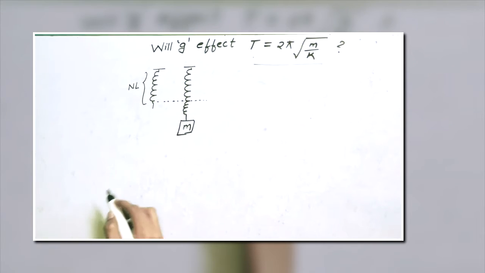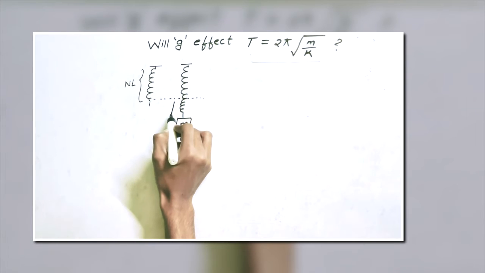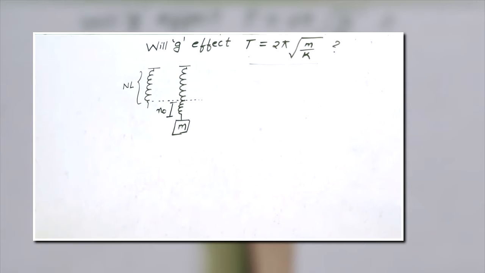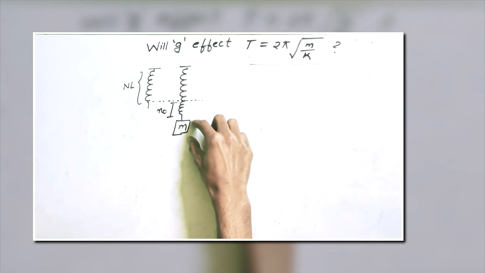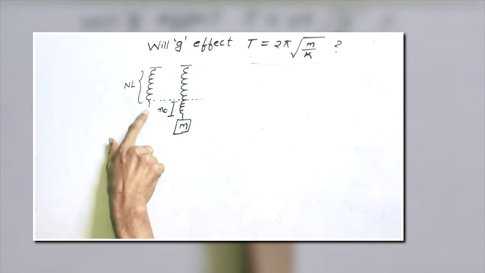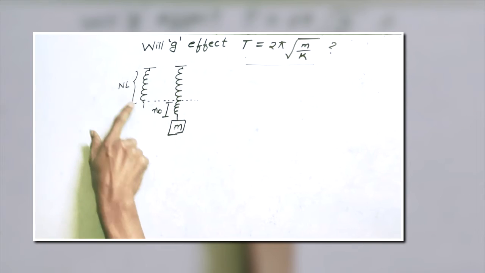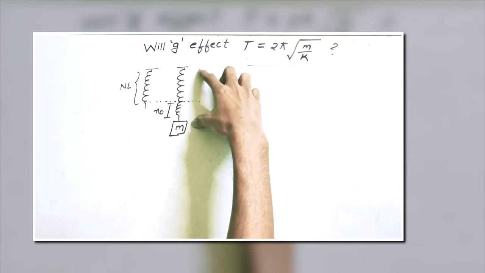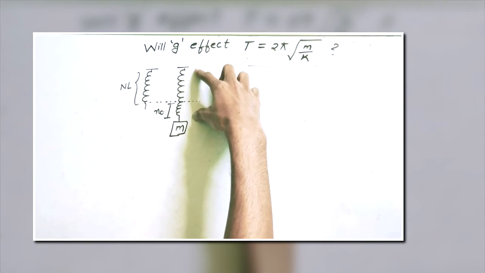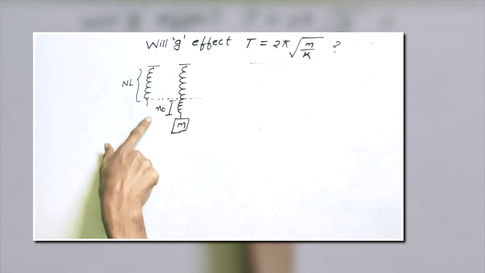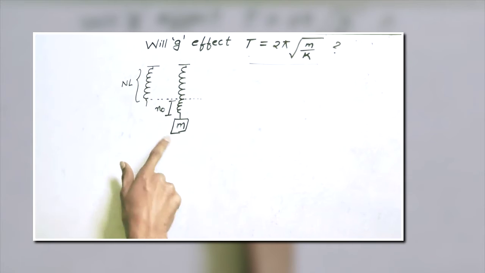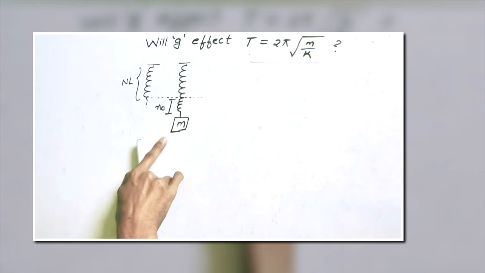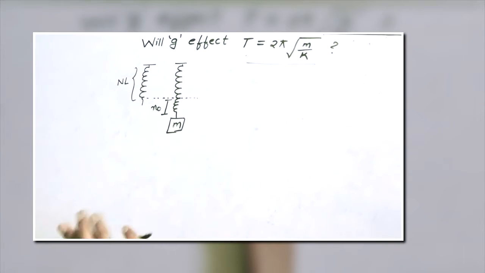So what we are finding is an extension, that is x naught. What we did is we just brought a mass and we suspended it on this spring which was hanging at its normal length. So when you hang a load, it will definitely extend. Extension will be observed. So the extension is x naught from its normal length. So in this case, this is in equilibrium. We have just suspended and left.